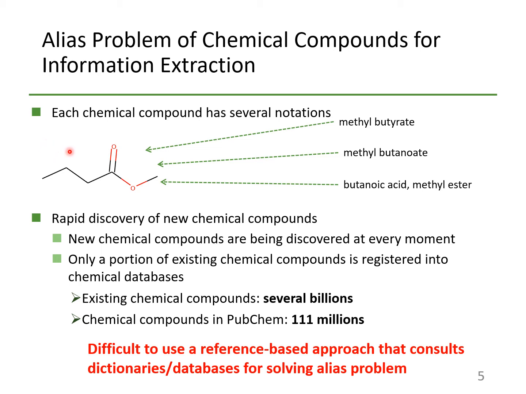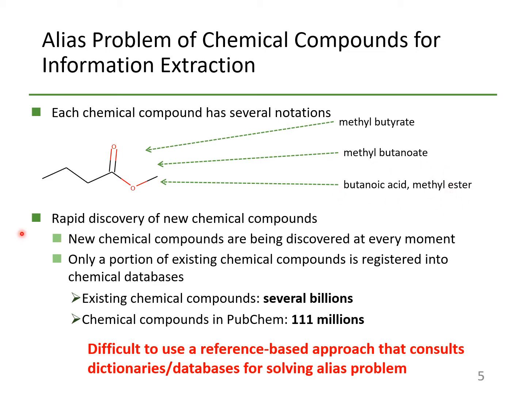However, there is an alias problem of chemical compounds for information extraction. The problem occurs because each chemical compound has several notations. For example, this chemical compound has several notations, such as methyl butyrate, methyl butanoate, butanoic acid methyl ester.